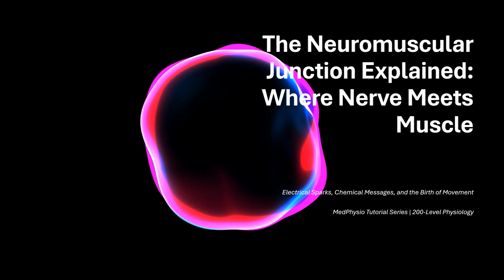Welcome everyone to this MedPhysio tutorial on one of the most fascinating junctions in human physiology, the neuromuscular junction, where nerves and muscles meet to create movement. Think of this junction as the handshake between two systems, the nervous system which commands and the muscular system which obeys. At this microscopic interface, a burst of electrical energy from the neuron is converted into chemical language, and that chemical message awakens the muscle into mechanical motion.